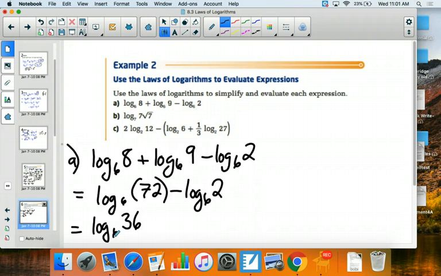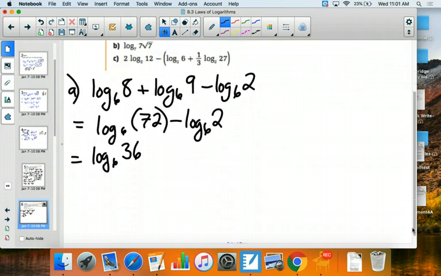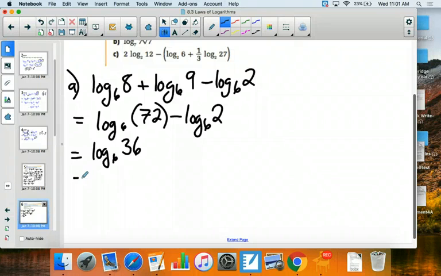And that can now be evaluated. This one we don't need a calculator for, because if you remember, this is essentially 6 to the power of what equals 36? 2. Right? But if you wanted to, you could evaluate on your calculator log 36 divided by log 6 and get an answer of 2. By just remembering how that applies to exponents, that's essentially 6 to the power of what equals 36, and obviously that's 2. Okay? Let's just do one more.